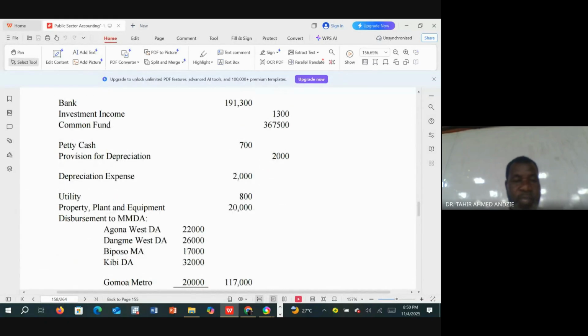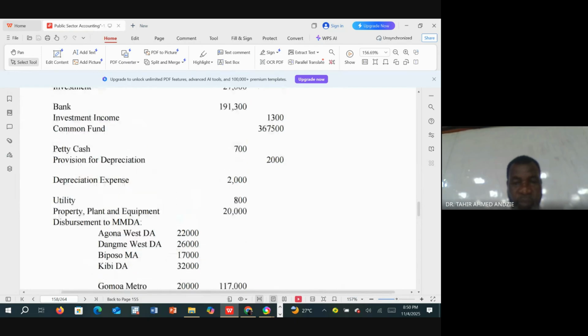Then we have depreciation expense. That is the depreciation charge for the period, for the year. That one is 200. Utility, that is an expense, so it is there. Then property, plant, and equipment. Remember that we are making provision for that. So property, plant, and equipment at cost now is 20,000.